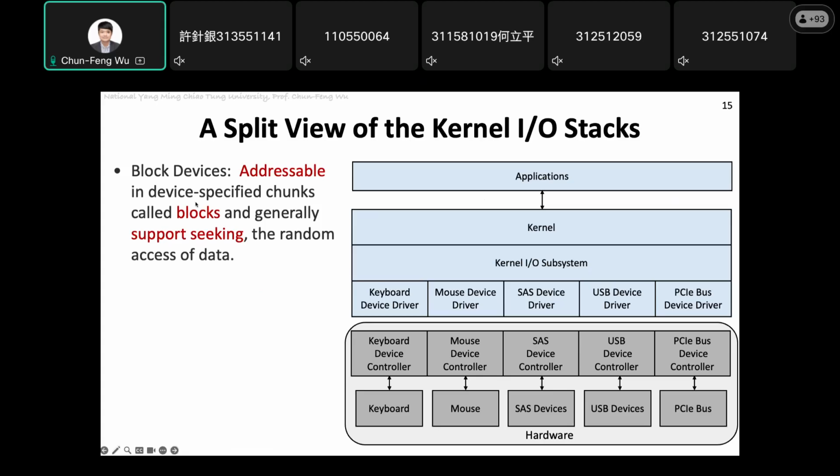Because you read out a block of data, it is possible to do seeking. You can read in the middle of the block or at the head of the block, so block devices also support random access. And in most cases, block devices are mounted as file systems. If you have a hard disk drive, you will mount a file system on it.